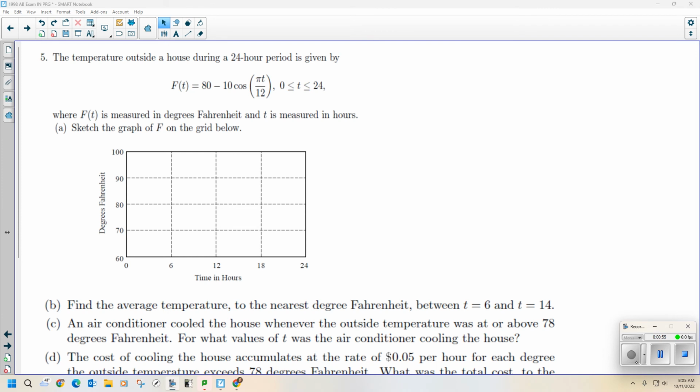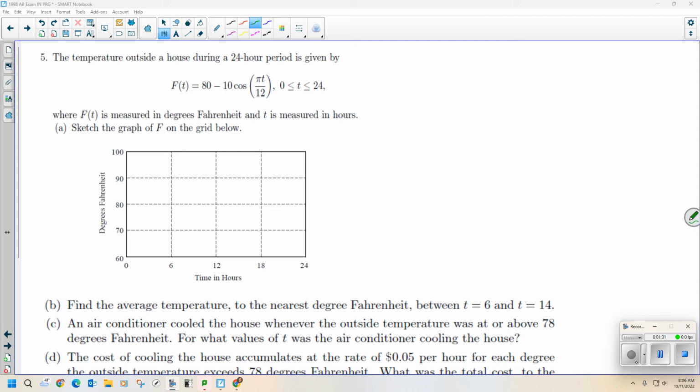Number 5 reads, the temperature outside a house during a 24-hour period is given by capital F of t equals 80 minus 10 cosine of pi t over 12 from 0 to 24 inclusively for my variable t. F of t is measured in degrees Fahrenheit, and t is measured in hours. First of all, shame on you if you can't do part A. Sketch the graph of f on the grid below. You have a graphing calculator.